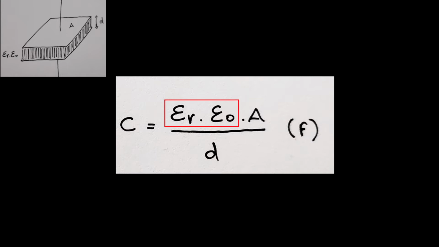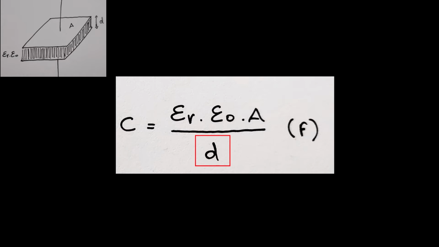The A value represents the area of the metal plates. The higher the area of the metal plates, the more electrons the capacitor can store, hence the higher the capacity. D represents the distance between plates. The lower it is, the higher the capacitance is. This is because the closer the plates are, the stronger the electric field will be.